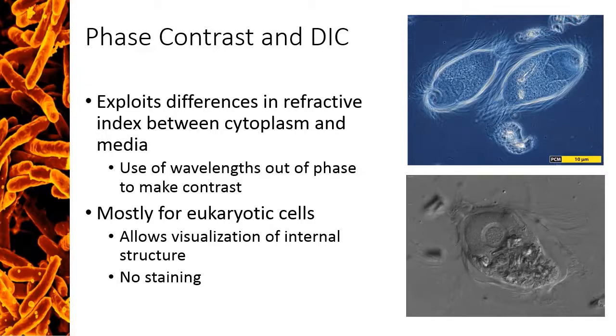Phase contrast and DIC, which stands for differential interference contrast, are two different types of microscopy that manipulate the wavelengths of light to produce a more detailed 3D image of cells. This does not require staining and is most often used for eukaryotic cells because it allows for a more high-resolution image of the internal structures as seen in these images, with the top picture showing the phase contrast microscopy and the bottom picture showing DIC.